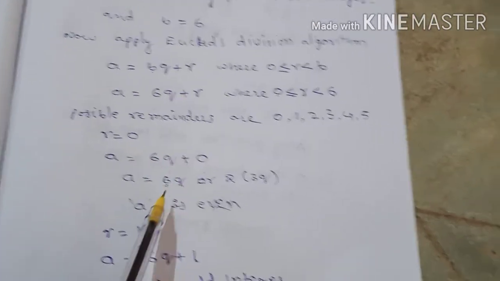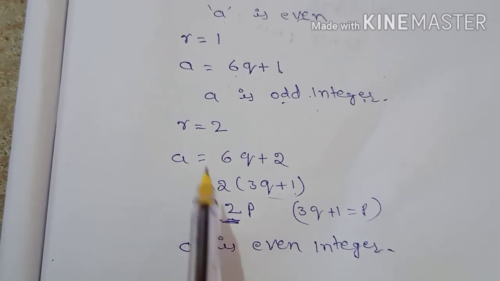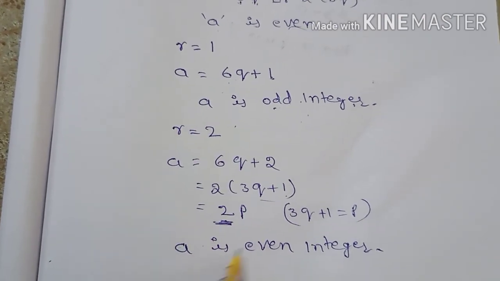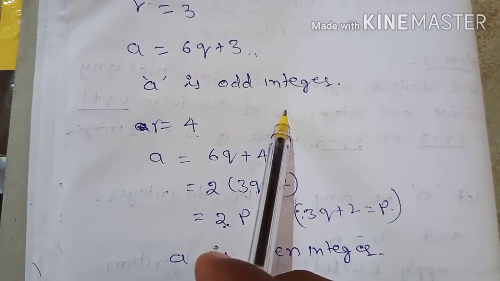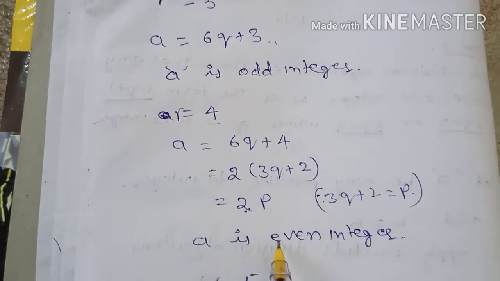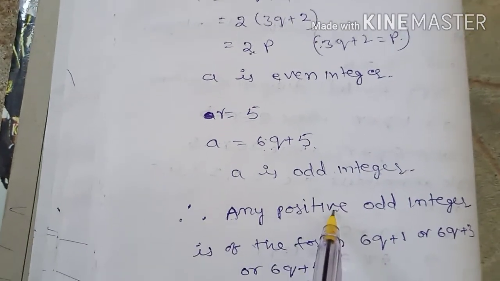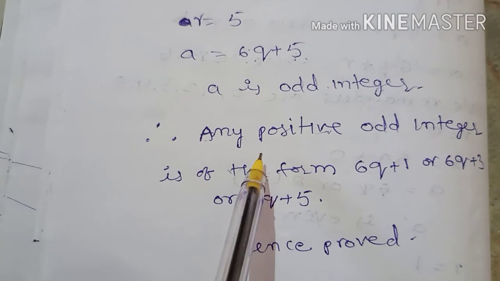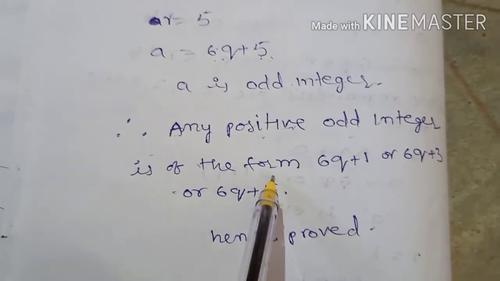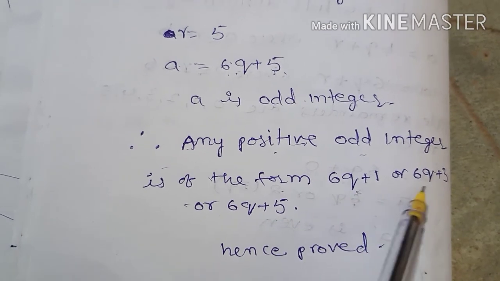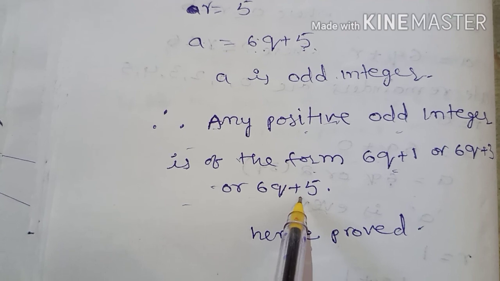r is equal to 0, you will get an even. r is equal to 1, you will get an odd. r is equal to 2, you will get an even. r is equal to 3, you will get an odd. r is equal to 4, you will get an even. And r is equal to 5, you will get an odd. So by observing all this, any positive odd integer is of the form 6q plus 1 or 6q plus 3 or 6q plus 5. This is the proof.